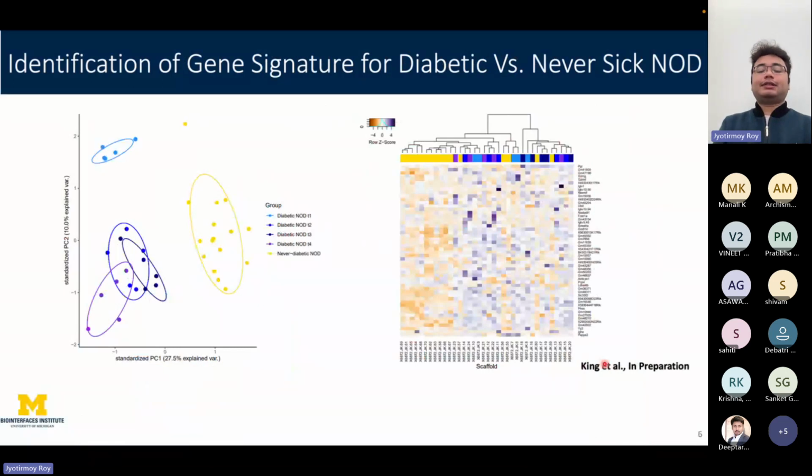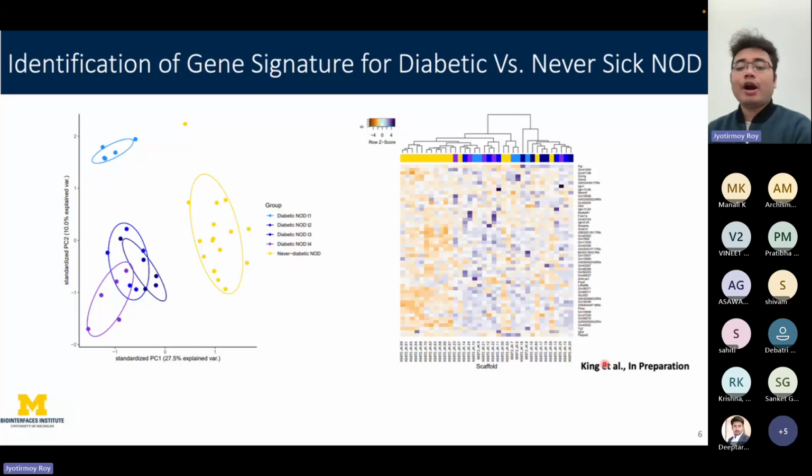And then what we did was more on the computational side of things, where we identified a signature of diabetic versus never sick mouse using an elastic net-based machine learning model. We developed this model using the longitudinal data from both the diabetic mouse and the never sick mouse for the 5 time points starting from T0 all the way up to T4.